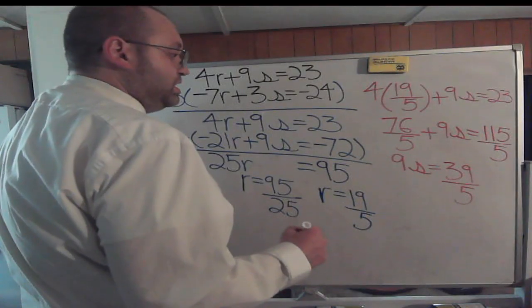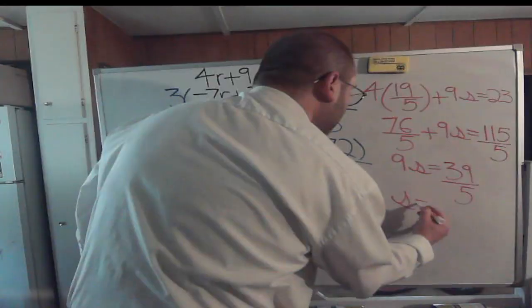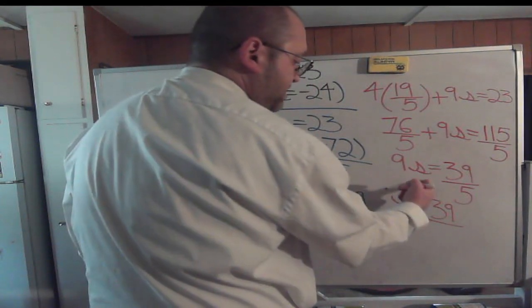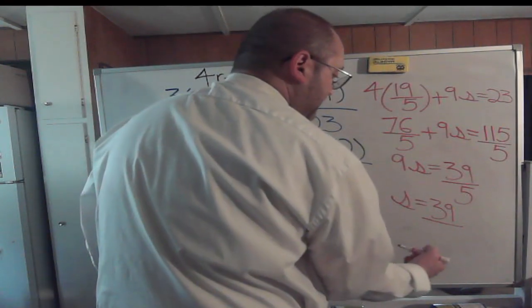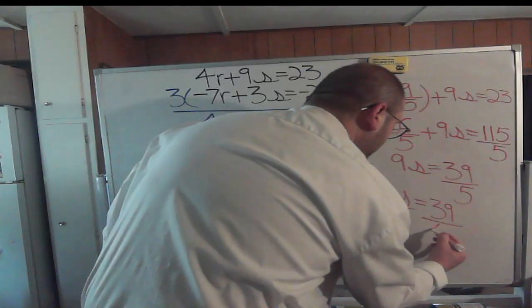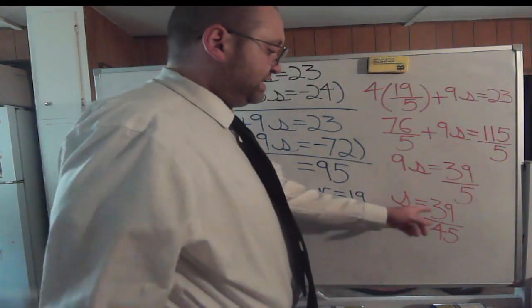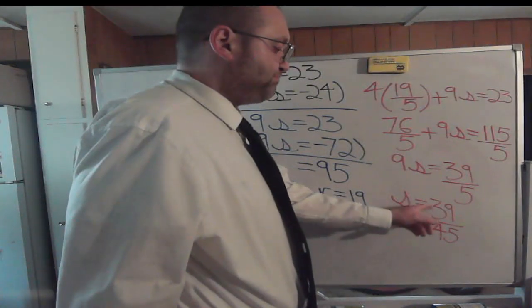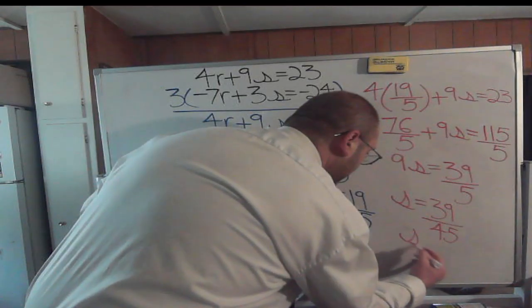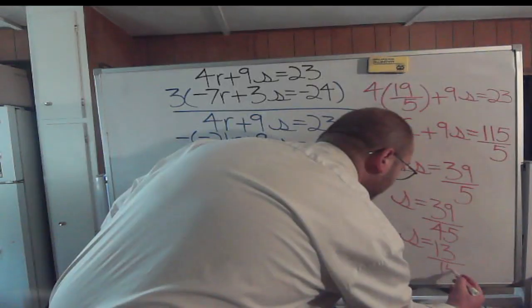Well, 9s equals 39 fifths, so that means s equals 39 fifths times 1/9. That would give you 39 over 45. But both of these have a common factor of 3. If you divide out a 3 from both the numerator and denominator, you'll get s equals 13 fifteenths.